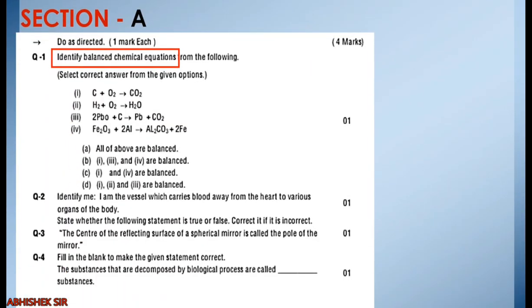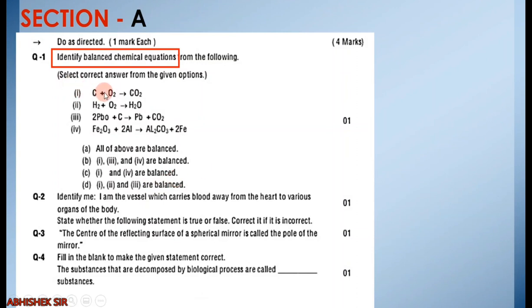So starting with section A, in which it was do as directed, there were 4 questions of 4 marks. Now question number 1 was to identify the balanced chemical equations from the following options. So 1, 2, 3 and 4 different equations were given. Now we have to select the correct answer, whether all of them were balanced, first, third and fourth were balanced, only first and fourth are balanced, or first, second and third are balanced. Now one by one let us see.